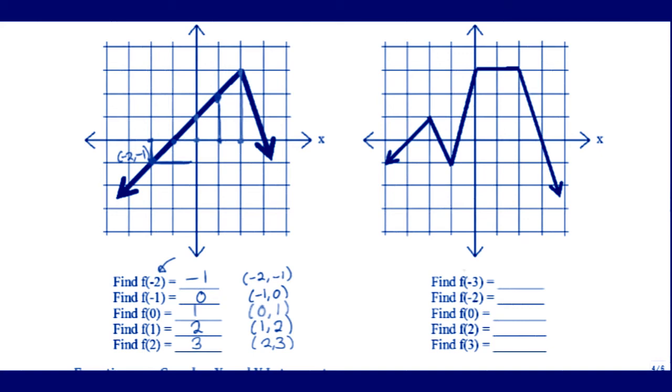On the next graph, I am trying to find f of negative 3, so I am going to go to negative 3 on the x-axis and find the graph's corresponding y coordinate, which happens to be 0. For f of negative 2, I go on the x-axis to negative 2 and look up or down in order to find the graph's corresponding value, and the y coordinate here is 1.